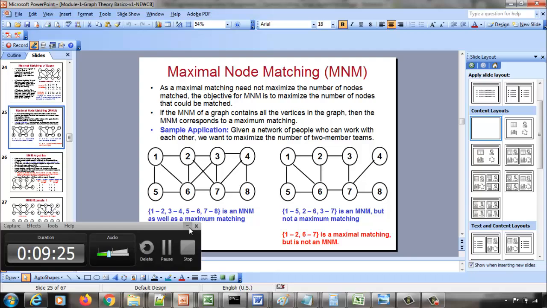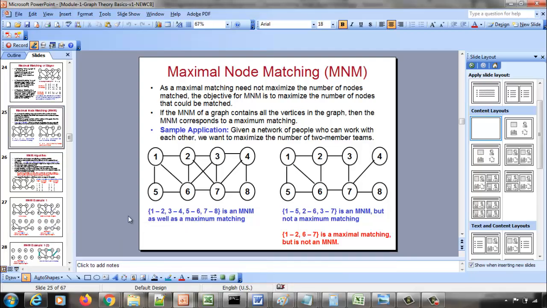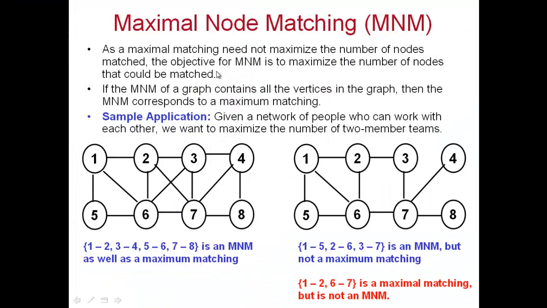Alright, so now what we want to find is, given a graph, we want to find what is called the maximal node matching. Okay, so that means basically we want to find a maximal matching such that the number of nodes that are paired or matched is the maximum. Now we can call it a maximal node matching in general instead of calling it maximum node matching, because we cannot guarantee for every graph you're going to find a maximum matching. So let us keep it as maximal instead of maximum.